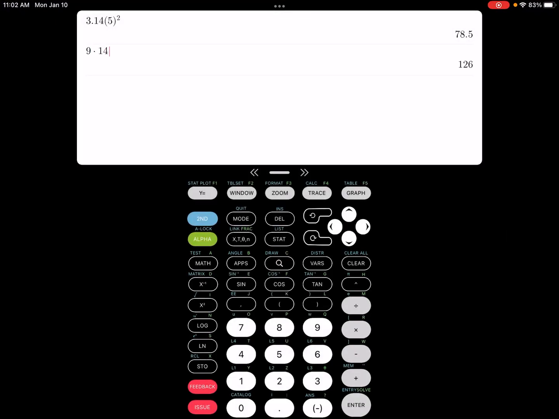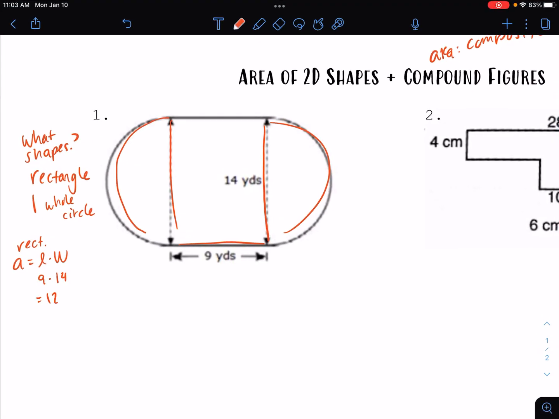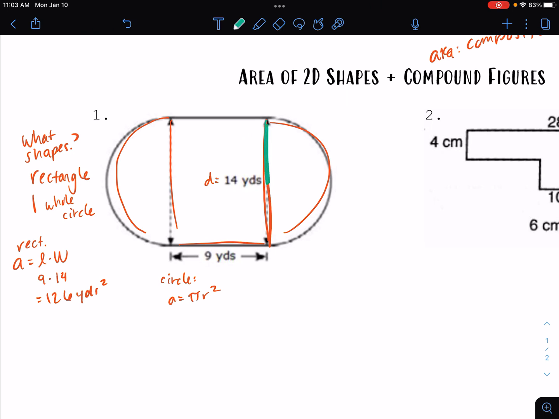9 times 14, 126 yards squared. Now I need to find the circle. Area is pi r squared. Well, the diameter is 14, so the radius, let me change color, is half of that. So I'm going to use 3.14 for pi, and then use 7 for my radius.